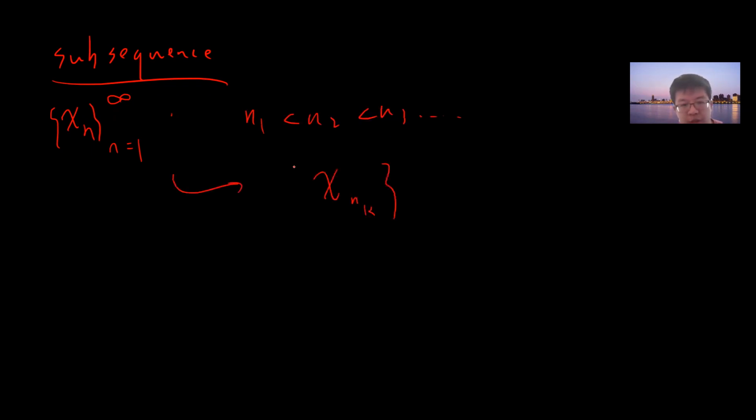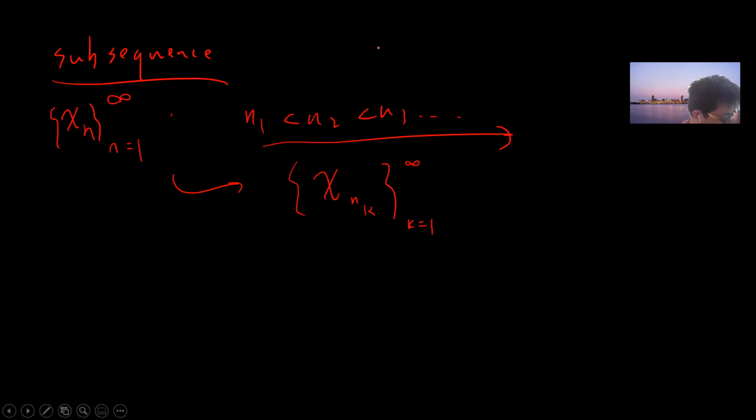Suppose you have x_n from 1 to infinity, right? And then you can pick up n_1 less than n_2 less than n_3, keep going, and create another sequence, basically x_{n_k}, with k from 1 to infinity. Whatever you pick, you cannot change the order of the sequence, and this is called the subsequence.